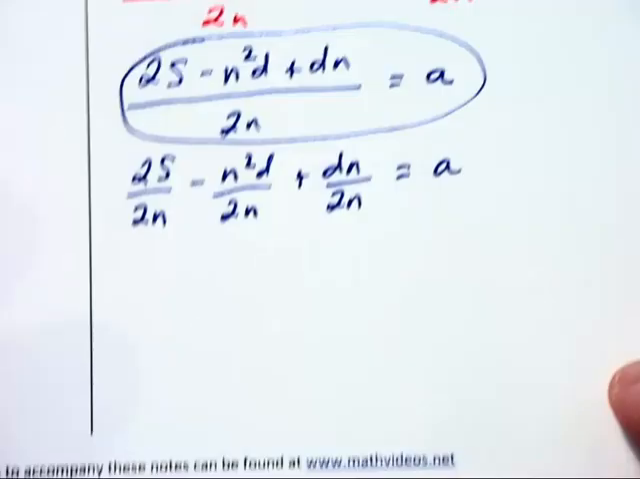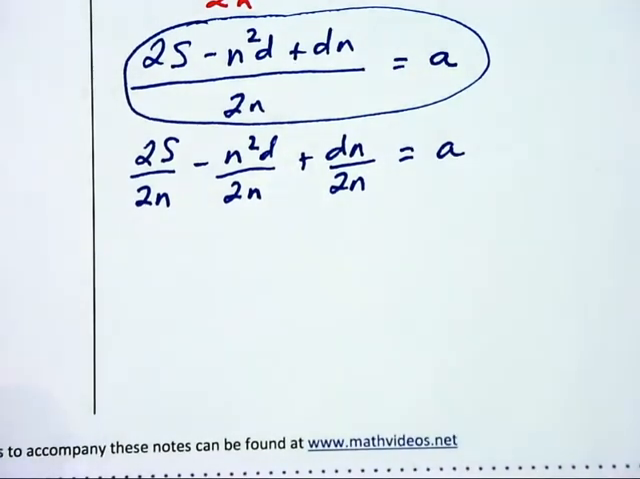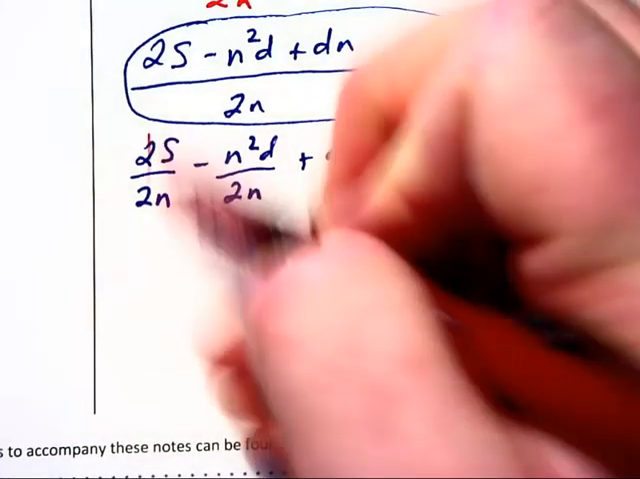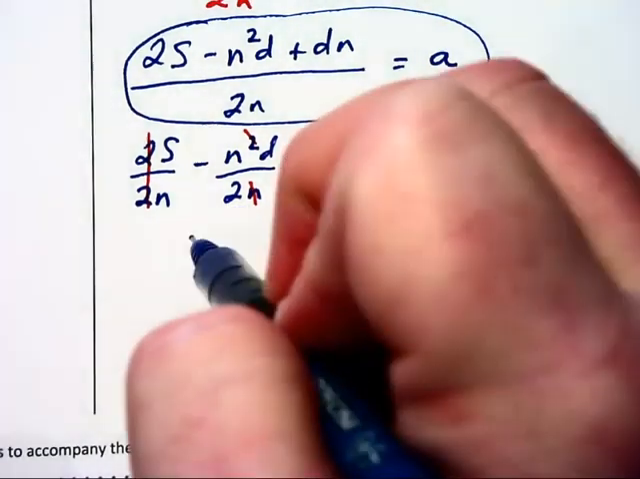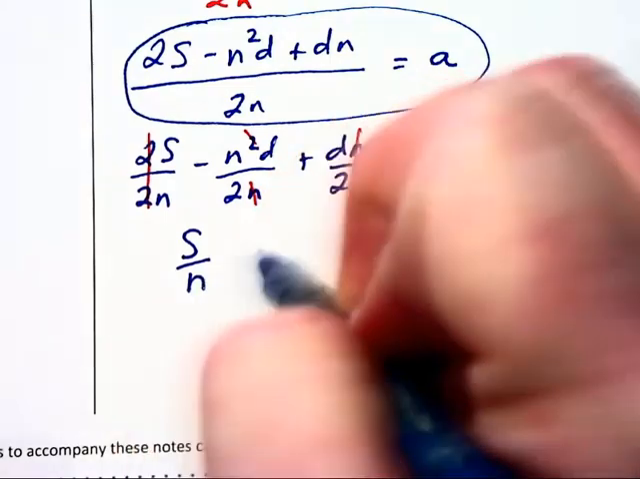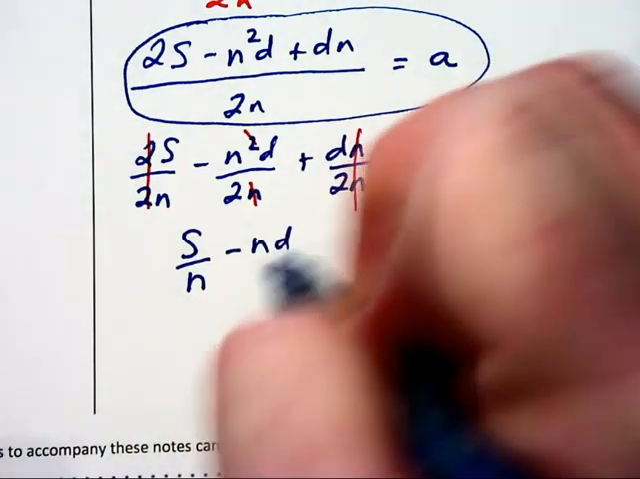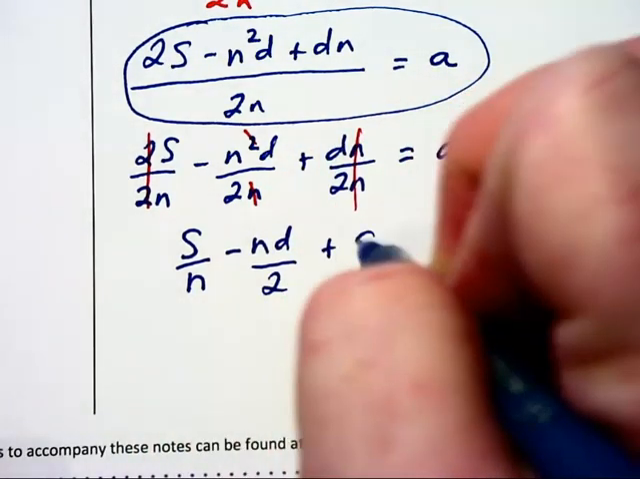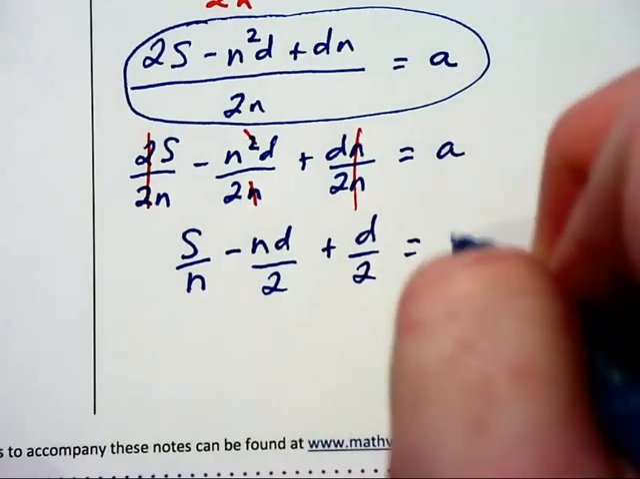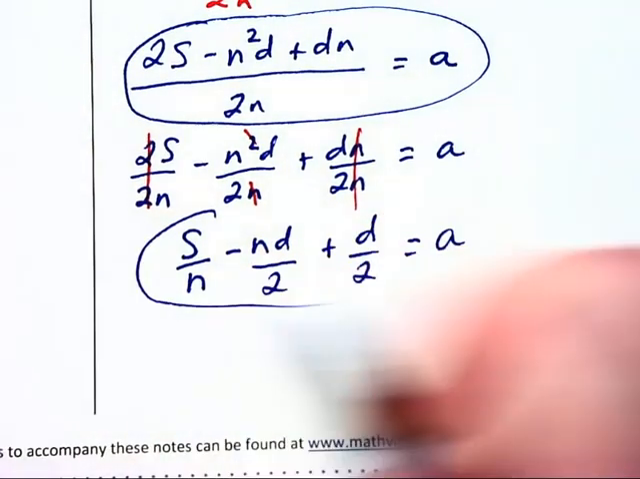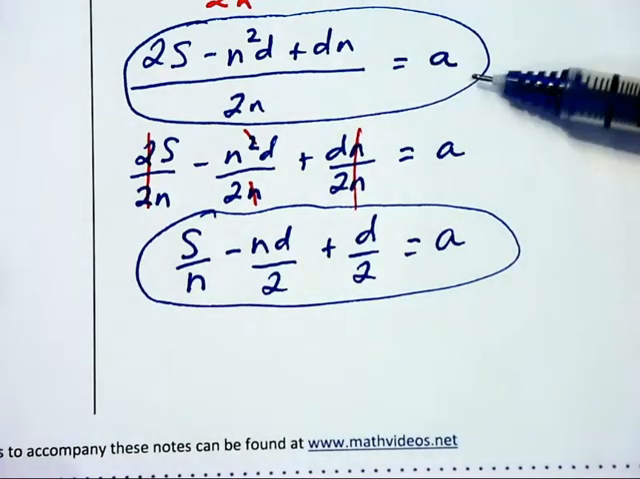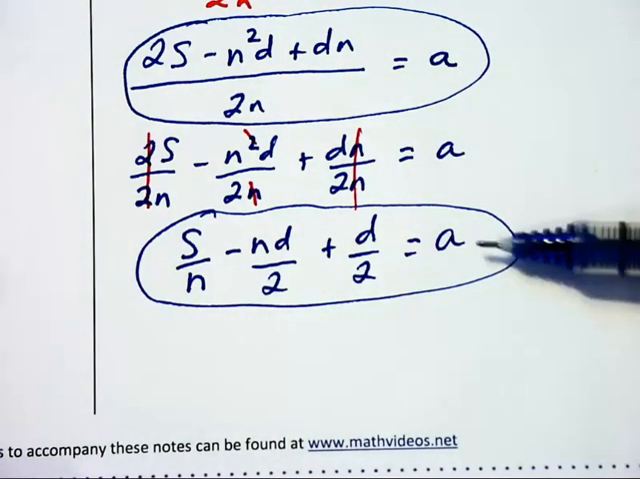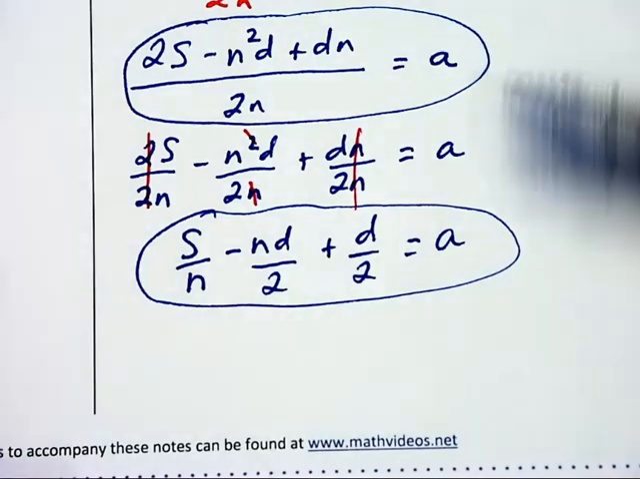If we had gone this route, we would have been able to simplify within each fraction. And we would have written our solution as s over n minus nd over 2 plus d over 2 is equal to a. Sometimes when we're solving literal equations, there are multiple forms of the answer. And in this case, both of these are equally valid.